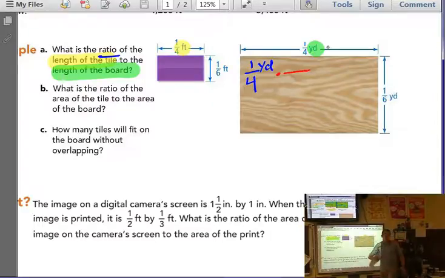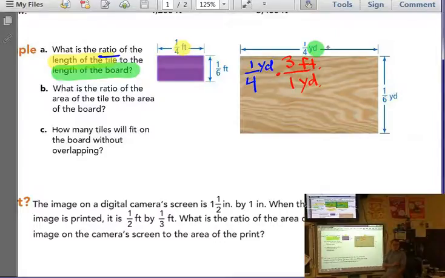Now, if I want to get rid of my label of yards, where should my label of yards go in my red fraction, in my conversion factor? Hayden? On the bottom so that it will cancel, which means feet has to be on top, and then I fill in my numbers. How many feet, how many yards? Well, this is a conversion factor, so they have to be equal. How many feet are in a yard? 3. So 3 feet equal 1 yard.